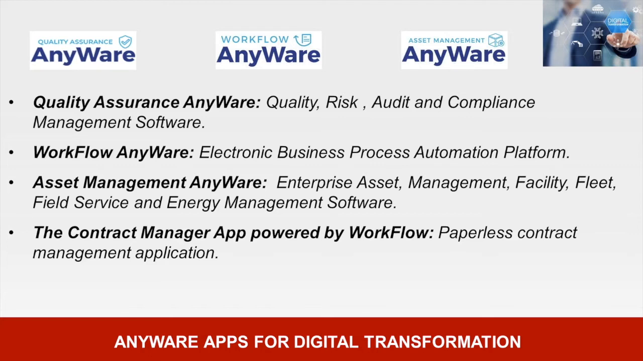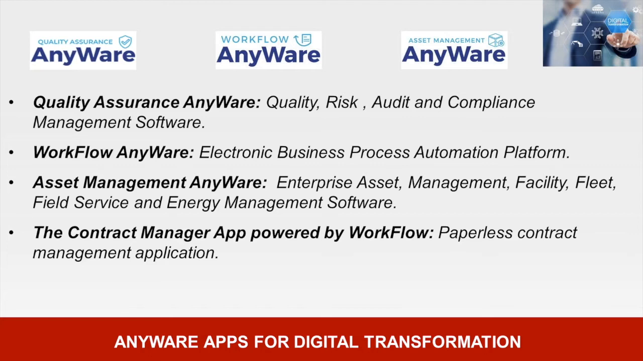So Quality Assurance Anywhere is our quality, risk, audit, and compliance management software. It is designed to help you comply with any quality management system in the world. You can comply in a digital environment, paperless, with no need of paper. For you to perform your quality control operations, we have Workflow Anywhere, for example. With the help of Workflow Anywhere, you can put various quality control points in your organization, and you can perform quality control operations paperless in your smart device or in your tablet, for example.